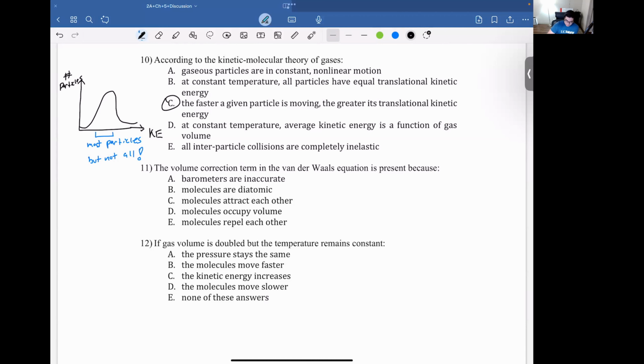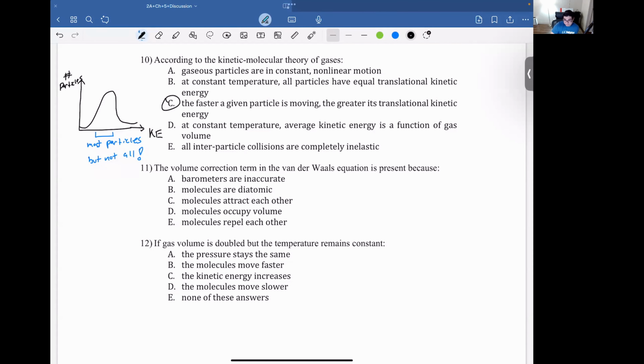All right. Number 11, it says the volume correction term in the van der Waals equation is present because what? A, barometers are inaccurate. B, molecules are diatomic. C, molecules attract each other. D, molecules occupy volume. Or E, molecules repel each other.